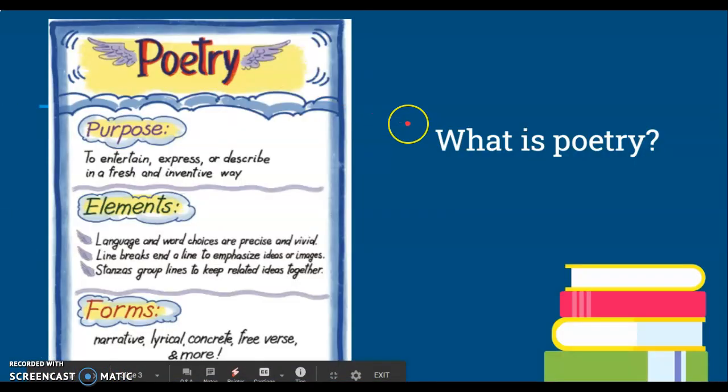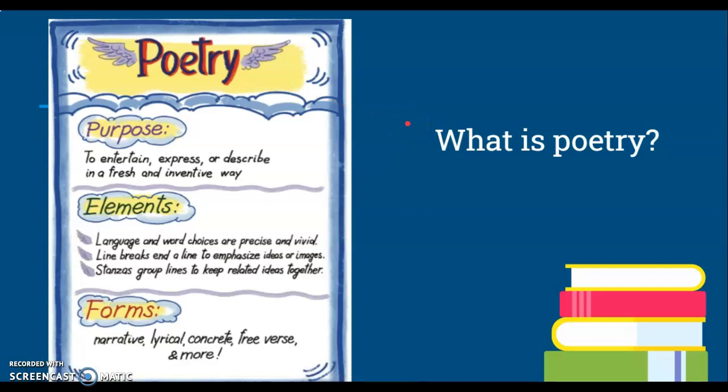All right, so let's talk about what poetry is. It's been a while since we've been in class, so we need to remind ourselves. So poetry can have lots of reasons why it's written. This is the author's purpose. It can entertain us with a story, express emotion, or describe something in a new way. This says inventive. That means creative.